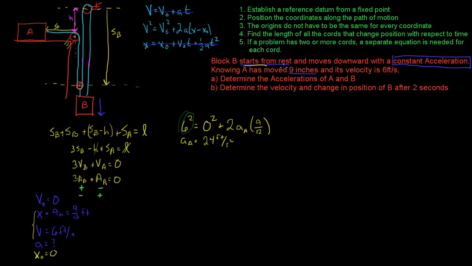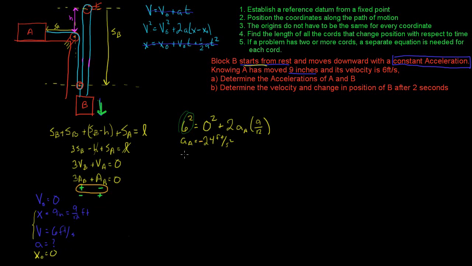But luckily, this problem tells us that block B starts from rest and moves downward. So we know block B is moving downward, and thus, we know that B is going to be our positive value. So that means A has to be our negative value. So A is minus 24 feet per second squared.